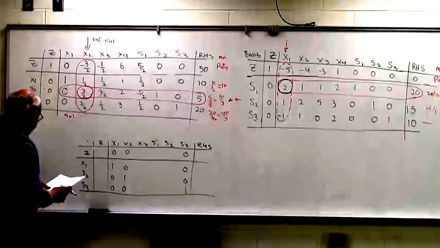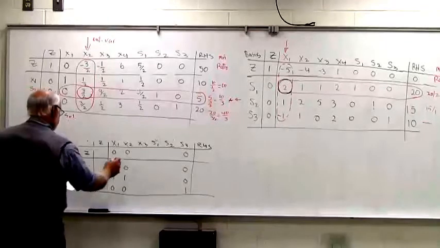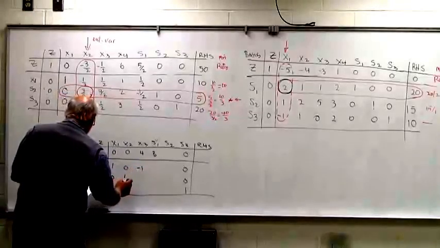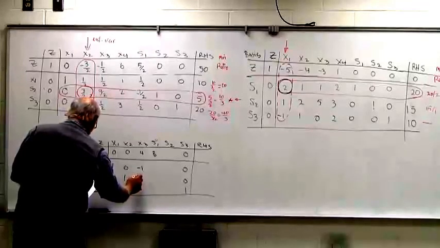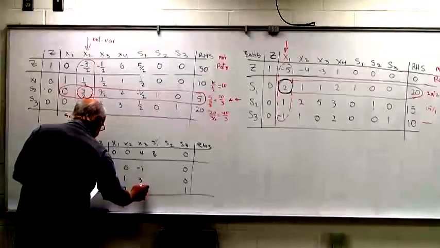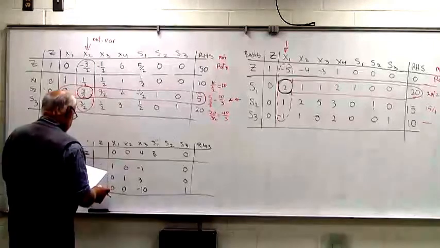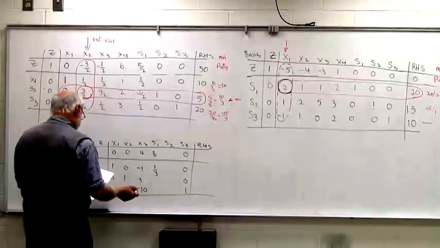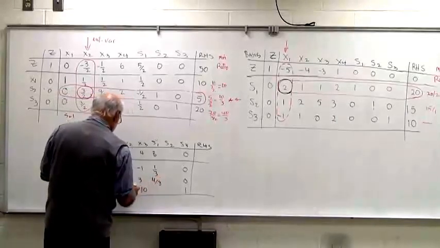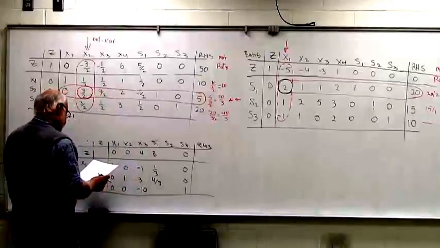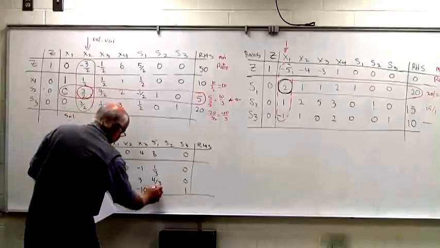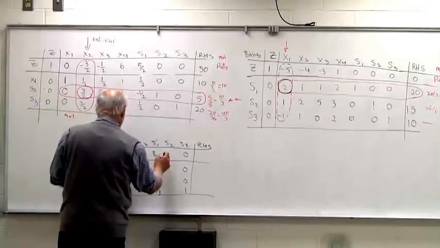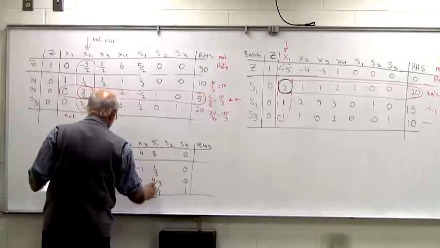So these are the final numbers that we will get. I will get a 4 in here. I would get an 8 in here. I will get minus 1, 3, and minus 10. I would get 1/3. In here, that's 4/3. And I will get minus 5/3 in here. I would get a 2 in here. Where's X4? I missed X4.